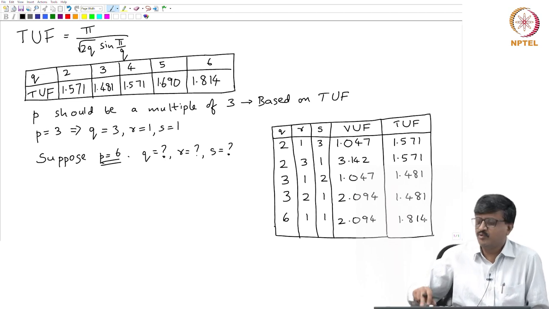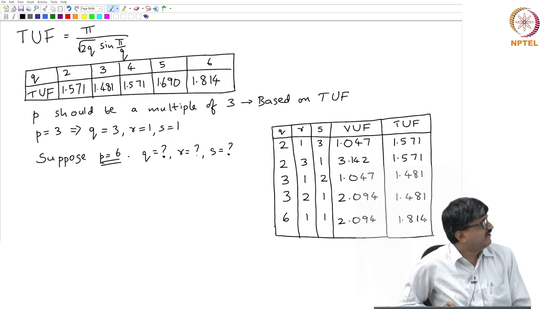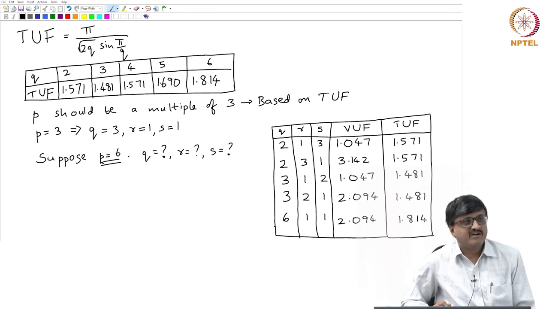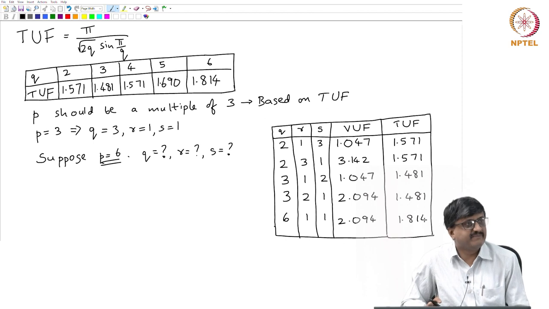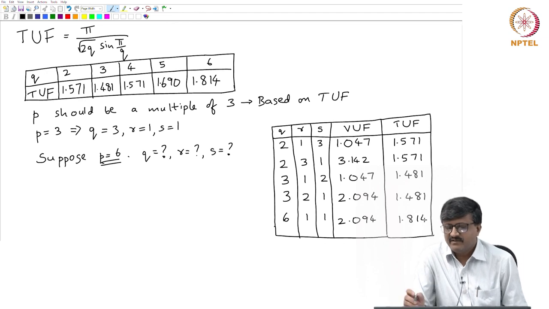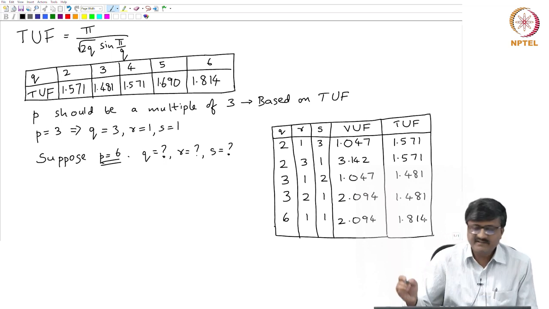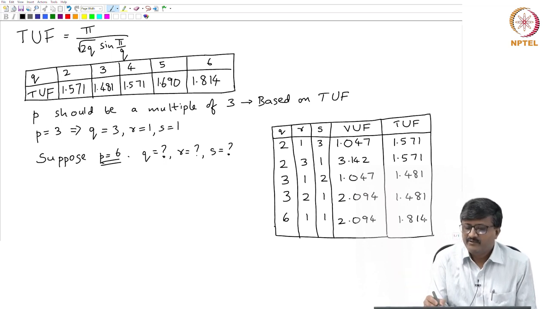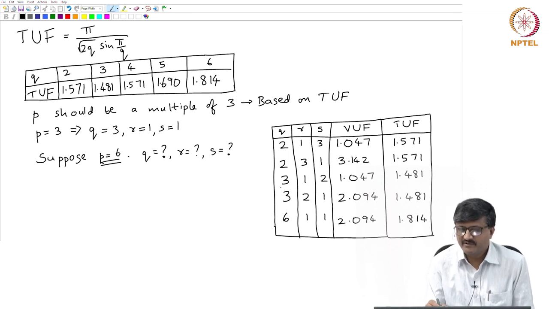So if you look at the last two columns, these two columns give the values of the two figures of merit that we are trying to minimize. So if you look at the value utilization factor, the least value of value utilization factor occurs for two cases. The least value is 1.047. So 1.047 is occurring for Q equal to 2, R equal to 1, S equal to 3. And it also occurs for Q equal to 3, R equal to 1, S equal to 2.